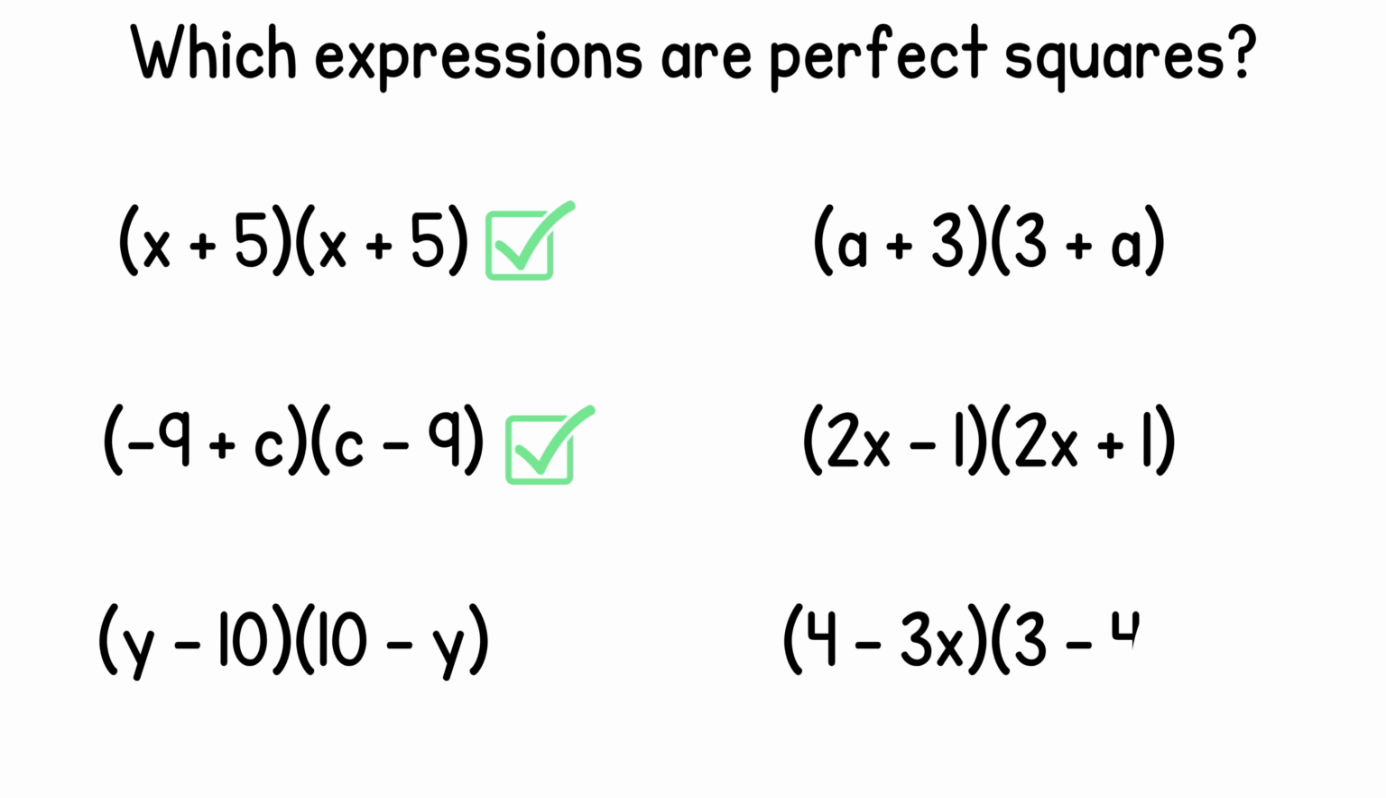Now let's look at the one below it. We can rewrite y minus 10 as negative 10 plus y, but it still doesn't match the other parenthesis because the signs are opposites. So this one won't be a perfect square. Now let's look at a plus 3 times 3 plus a. They're the same value, they're just switching the order of adding, but we're allowed to do that because of the commutative property. So this is a perfect square. The one below it looks like a perfect square, but one's subtracting and one is adding. So this won't be a perfect square. Now let's look at the one below it. This time the x terms are with two totally different numbers. So these aren't equivalent and this won't be a perfect square.